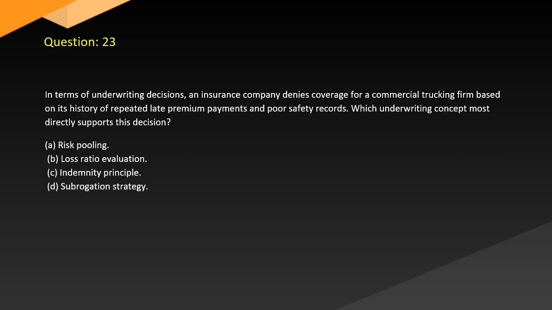Question 23. In terms of underwriting decisions, an insurance company denies coverage for a commercial trucking firm based on its history of repeated late premium payments and poor safety records. Which underwriting concept most directly supports this decision? A. Risk pooling. B. Loss ratio evaluation. C. Indemnity principle. D. Subrogation strategy.